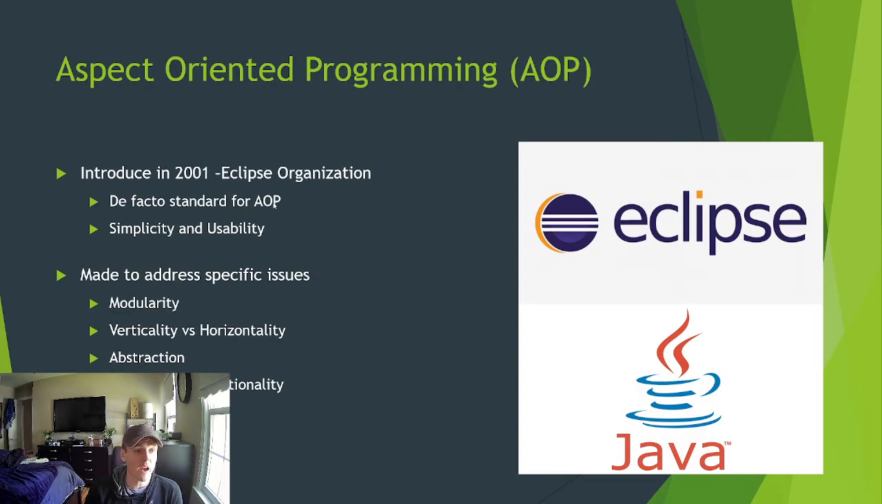Alright, so AspectJ is an aspect-oriented programming language. It was first introduced in 2001 by the Eclipse organization. It has become the industry standard for aspect-oriented languages. It was initially designed to address some core features which the standard Java library didn't have at the time. We'll go more into depth on some of that later in the presentation.